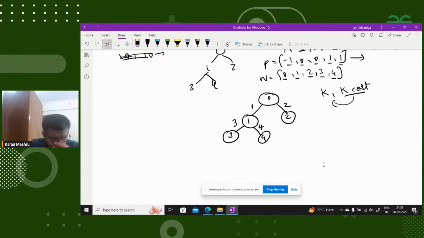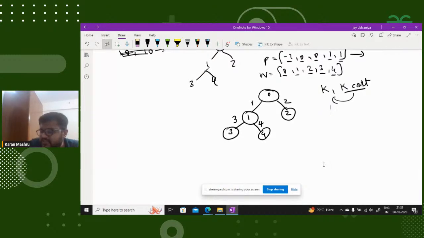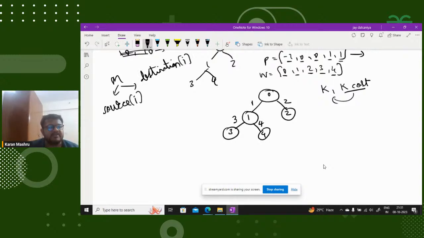Okay, it's clear. Now understand one thing. We were told that we need to deliver m parcels, and the source city and destination city will be given with the help of two arrays. So source of i and destination of i will be the source city and destination city of the ith parcel to be delivered. Now here you might get confused, because it is not mentioned, but basically we need to deliver the parcels one by one.